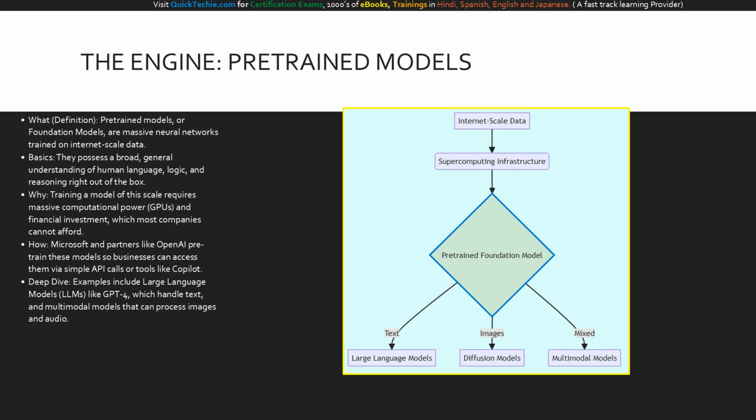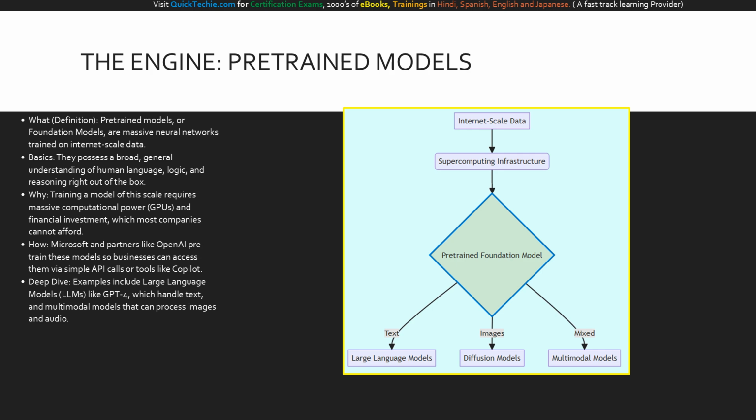At the very top, we start with internet-scale data, billions of parameters of text, books, and articles. This massive data lake is fed into a supercomputing infrastructure, which crunches the data over weeks or months. The output of this monumental effort is the central node you see highlighted, the pre-trained foundation model. This central hub is incredibly versatile.